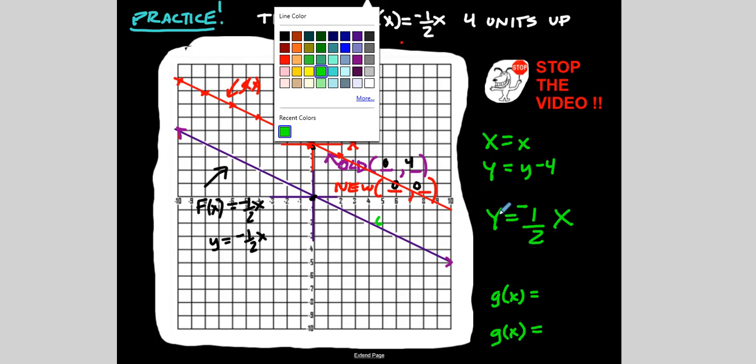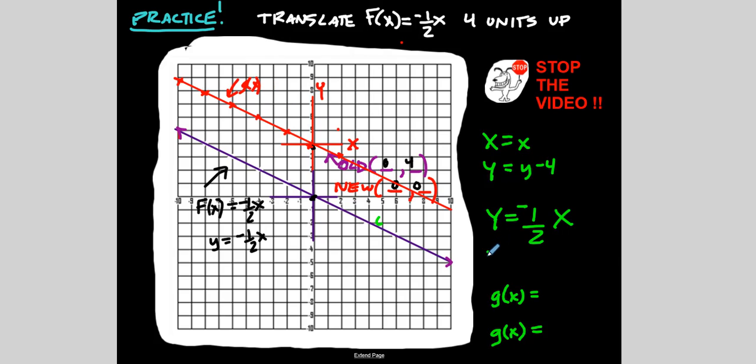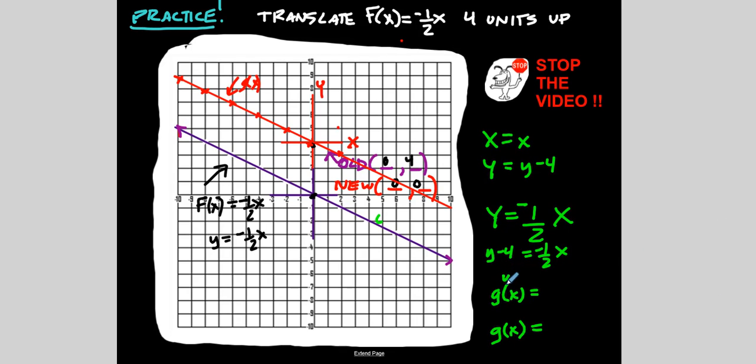Alright, let's make our substitutions here. So I'm going to replace capital Y with little y minus 4, and I'm going to replace big X with little x. So adding 4 to both sides, I get y equals negative 1/2 x plus 4. So g of x also could be negative 1/2 x plus 4. But since f of x is negative 1/2 x, I could also write g of x as f of x plus 4, which means I'm shifting the function f of x up 4 units.